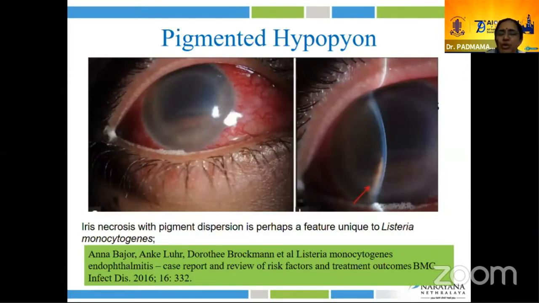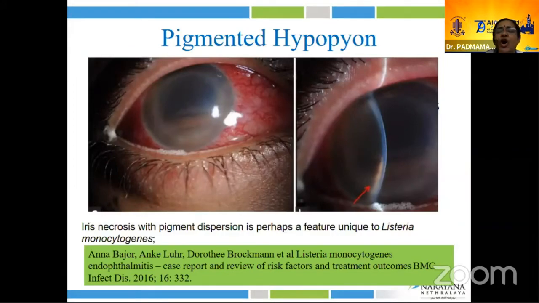Next is a pigmented hypopyon, which we rarely see. This is commonly described in Listeria monocytogenes infection. It can also present in malignant melanoma, and rarely it has been described in ocular tuberculosis.